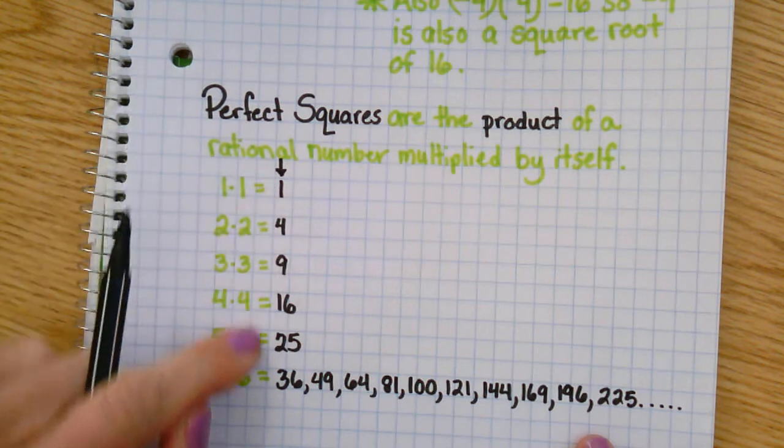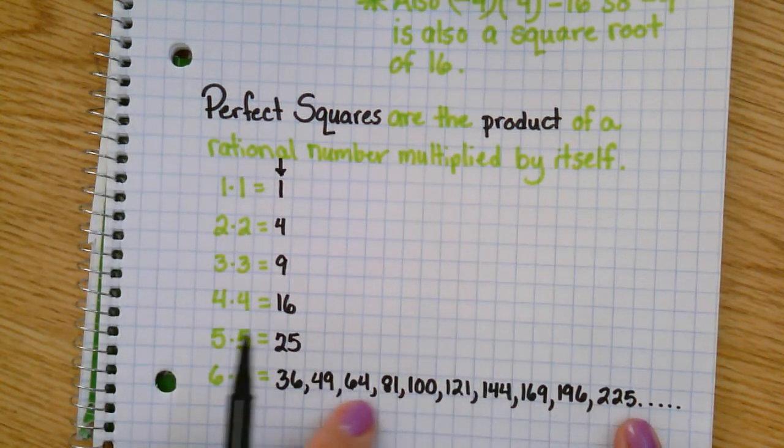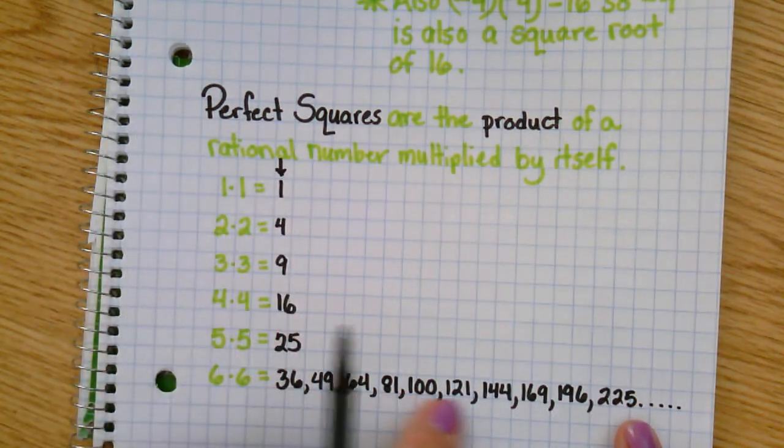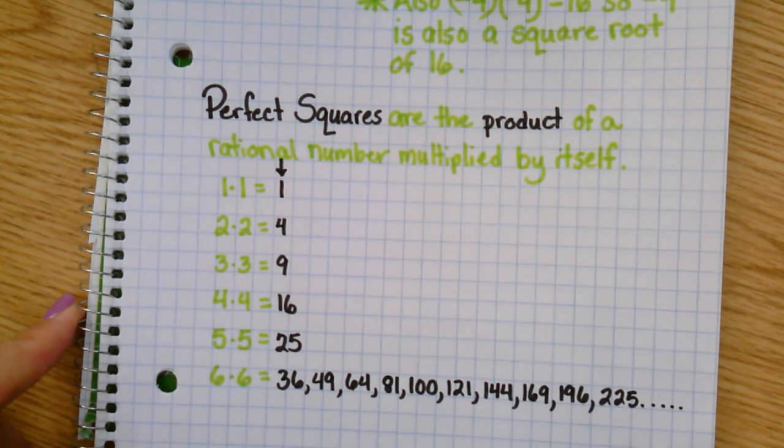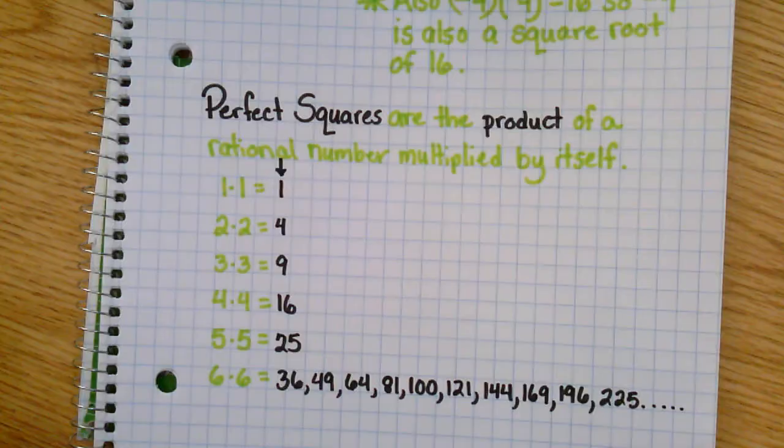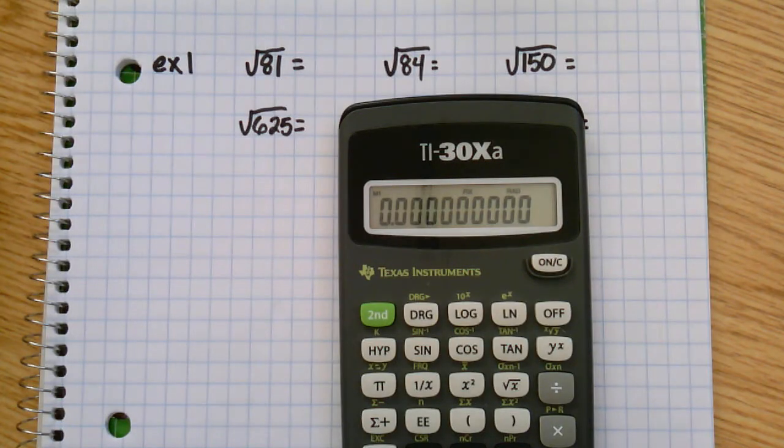But I find that these perfect squares listed here are the ones that you most commonly use in our math work together. Okay, let's work on our first example problem. This example 1 asks us to find the square root of 6 different numbers. So let's go ahead and start with the first one, square root of 81.